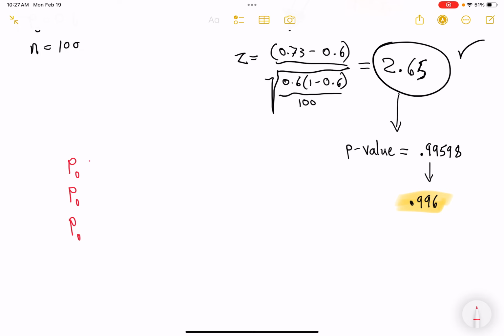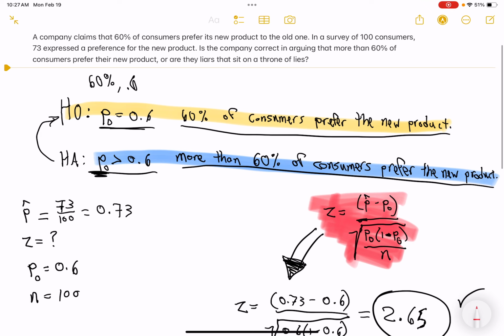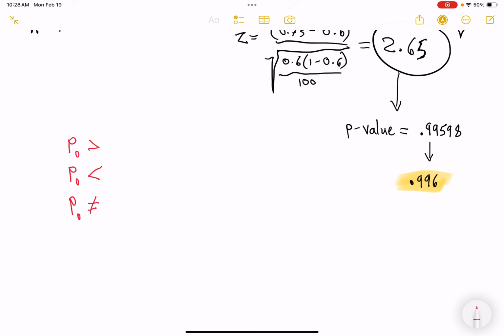Either p null is greater than the proportion that we're looking at. Otherwise, it's less than, or it's not equal to, okay? And what we mean when we say this, going up to the top where it says for the alternate hypothesis, p null is greater than 0.6. So whatever the original null proportion is, that's what we're guessing on right now. Is the proportion actually greater than itself, than we think it will be?